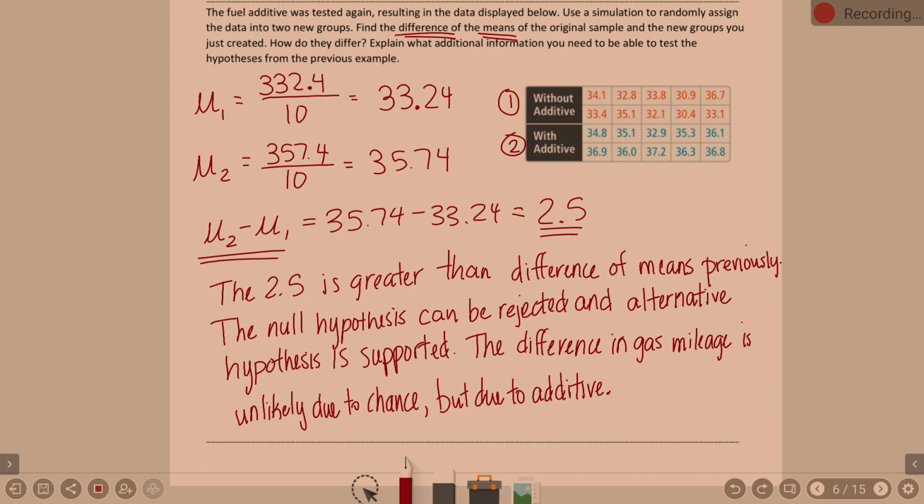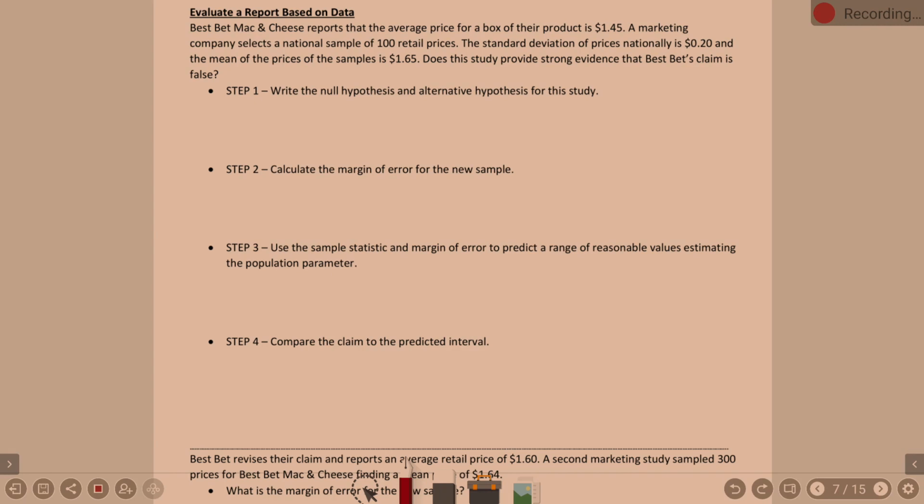Okay. One last example. We're done with the fuel additive. So we're going to talk about Best Bet mac and cheese and their claims. Best Bet mac and cheese reports that the average price for a box of their product is $1.45. A marketing company selects a national sample of 100 retail prices. The standard deviation of prices nationally is 20 cents, and the mean of the prices of the sample is $1.65. Does this study provide strong evidence that Best Bet's claim is false?